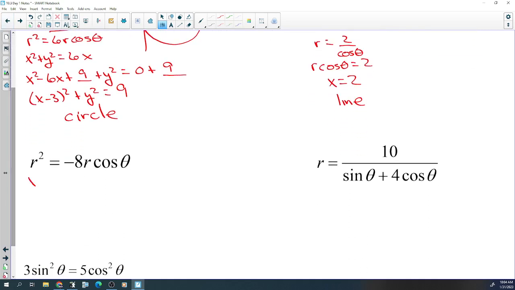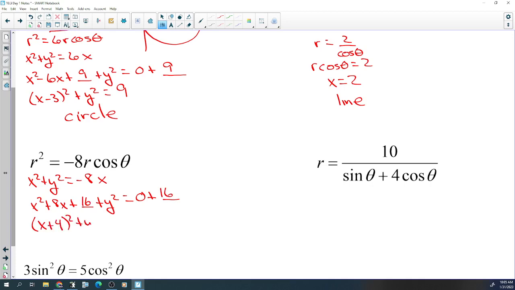All right, this one is x squared plus y squared is equal to -8x. So we fast forwarded by multiplying by r already on this one. So x squared plus 8x, not y. Why did I write y? X squared plus 8x plus something plus y squared is equal to 0 plus something. 8 divided by 2 is 4. 4 squared is 16. X plus 4 squared plus y squared is equal to 16. Circle.